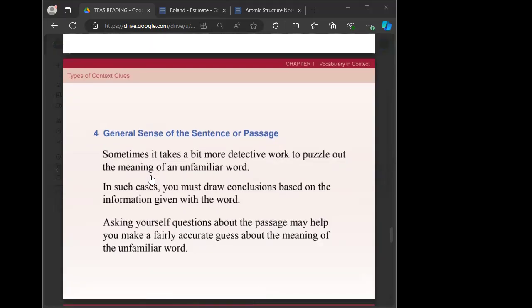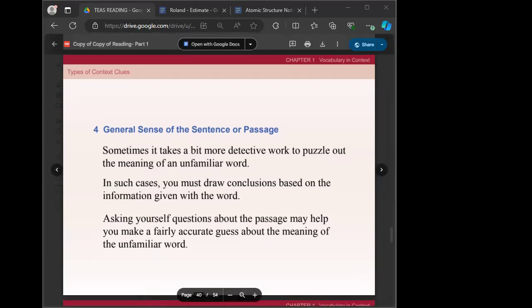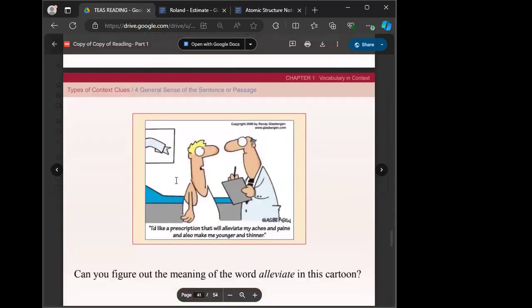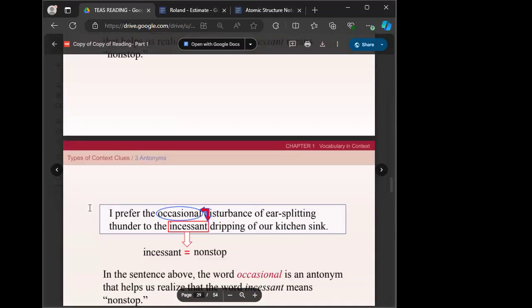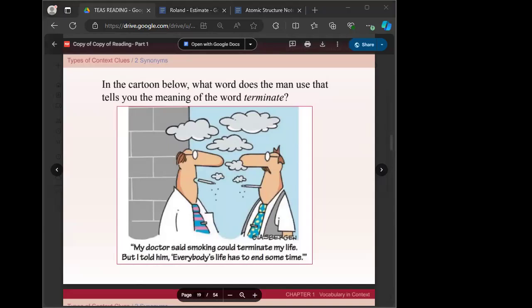Okay, so for general sense of a passage, in those cases, there's not really a hint that explains what the unknown word is. We have to use context clues to figure it out. Okay, so here, actually, general sense of the passage works all the time, no matter what. Even if you don't see a synonym or an antonym, general sense of the passage will always work.